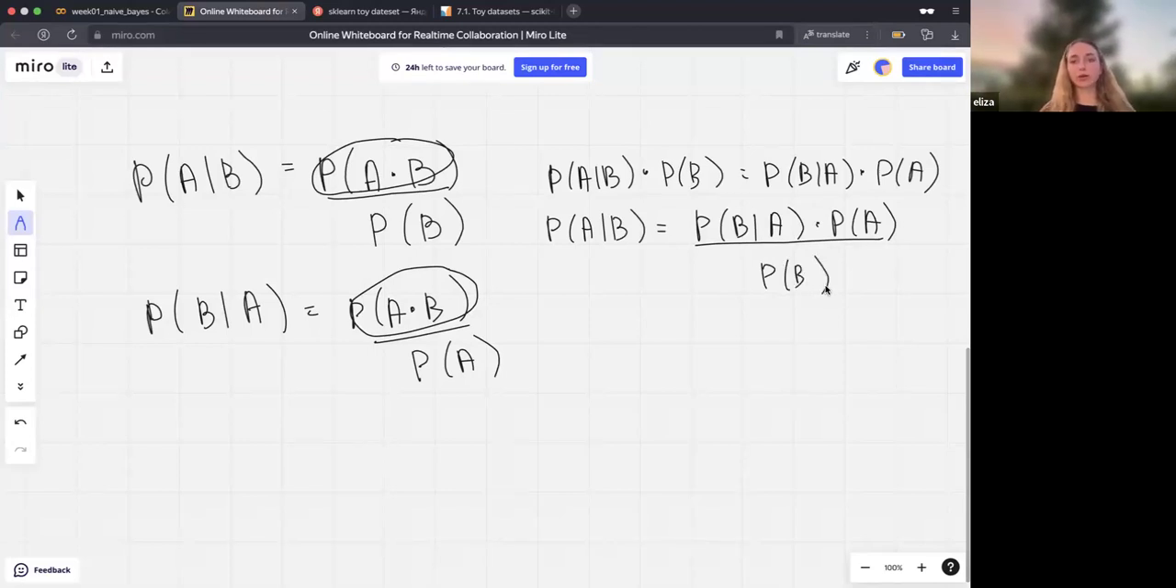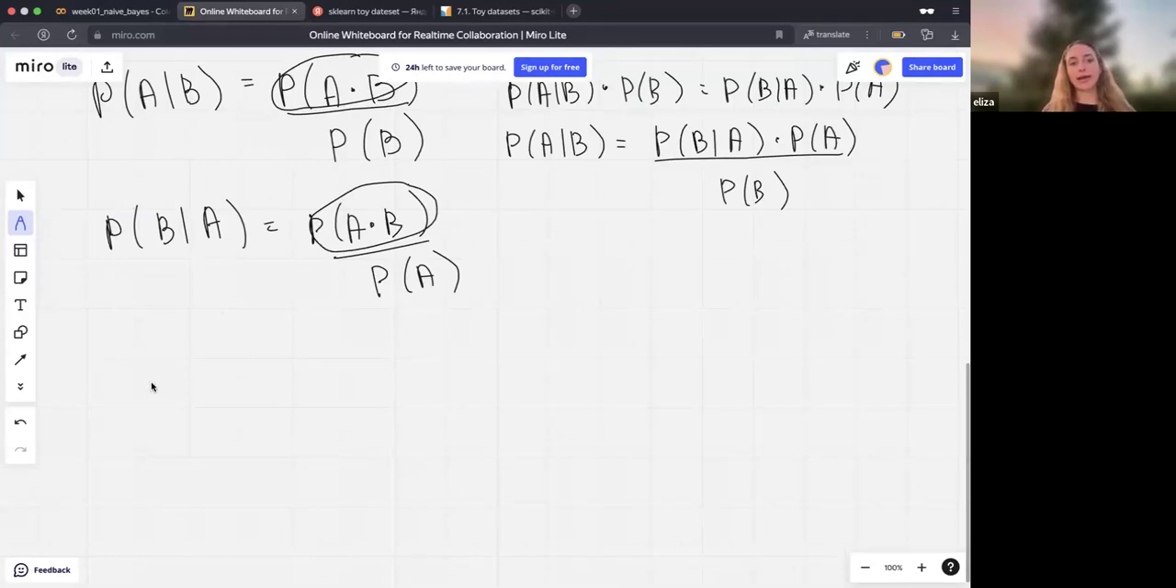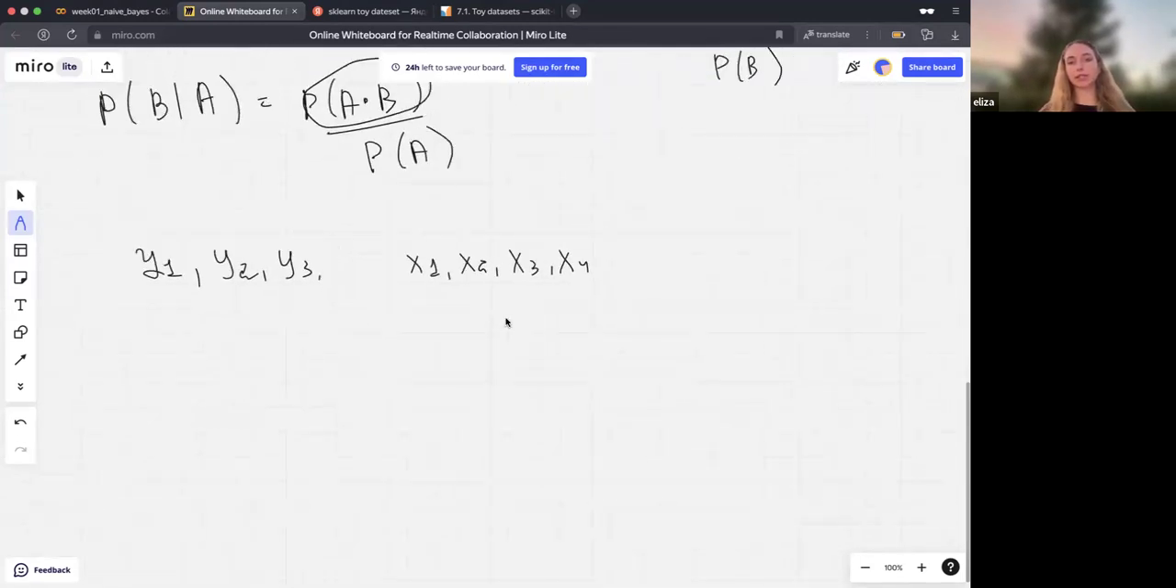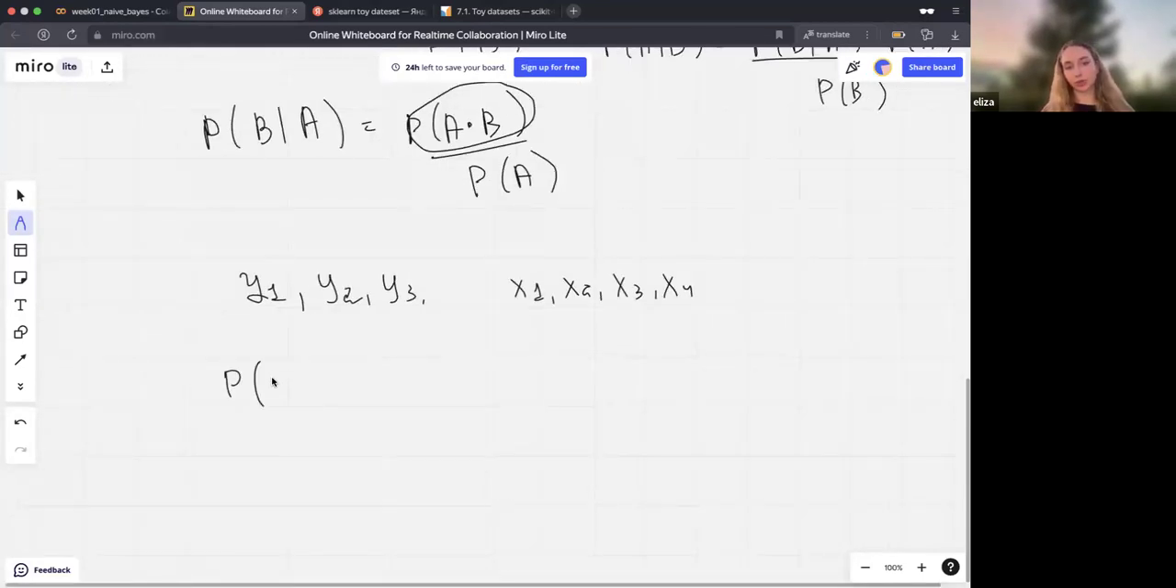How can we use this formula for our tasks? You have three classes, our irises, y1, y2, and y3. And you have a vector of features with your sepal length, petal length, and so on. And with this formula, we want to predict our target, our class, if we know that the feature vector is x. And with the formula, we can write it like this.